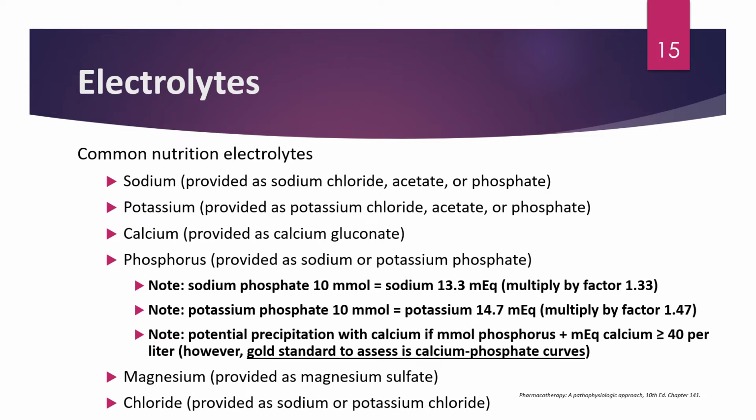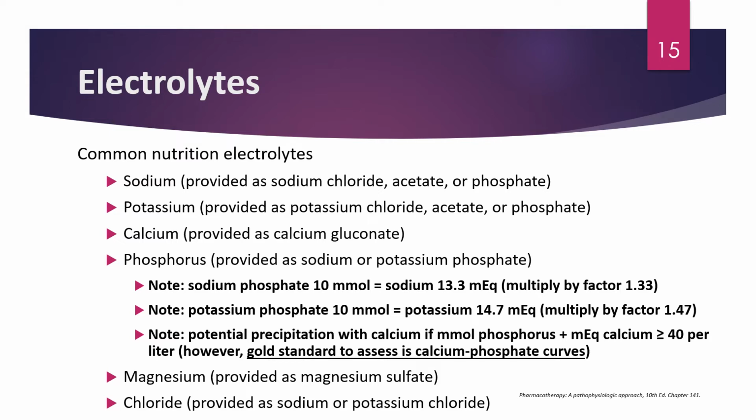Typically, one rule that I like to use, and this is not necessarily grounded in complete science, but is just something I've typically seen in practice, is that if your millimoles of phosphorus total between your sodium and potassium phosphate salts plus your milliequivalents of calcium provided by calcium gluconate are equal to or greater than 40 per liter, keep in mind that it's per liter of PN, so 1,000 milliliters of PN, that might result in a precipitation event.